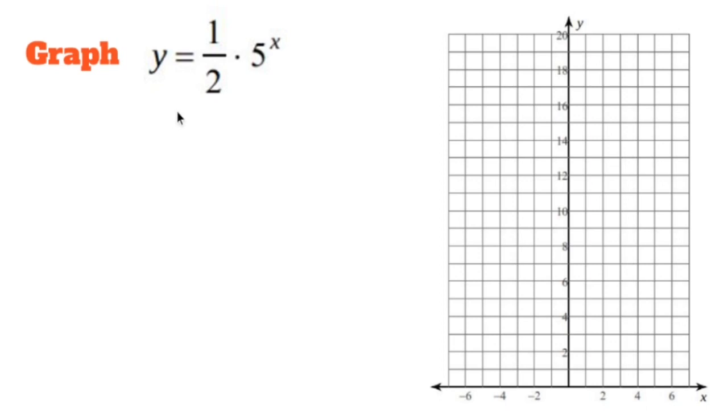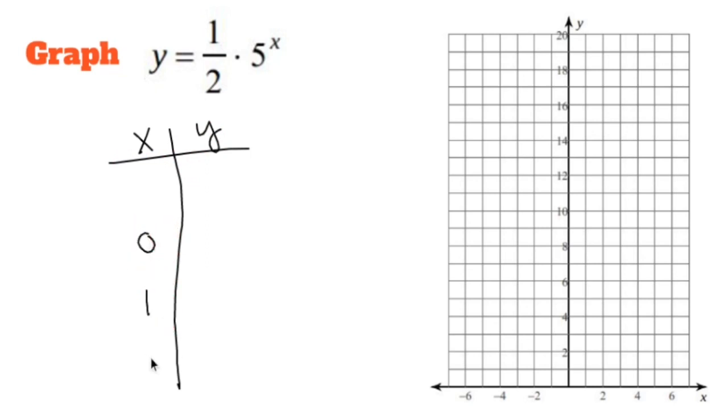All right, we are going to graph this exponential function right here, y equals half times 5 to the x power. Now, there are little tricks that you could use to graph exponential functions, but what I'm going to do is make myself what's supposed to be a t-chart. Looks terrible. But I'm going to substitute in 0 for x, 1 for x, and figure out a pattern before I even bother with these guys right here.